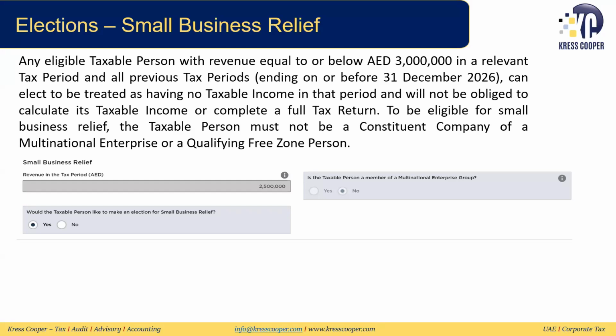So here, if you make the selection, then your return is a simplified return, as disclosed here. You only need to make the election for the gain and loss on realization basis and for the transitional relief. And then if the small business relief is not applicable for you, or it is applicable but you do not want to elect it and you want to be taxed under the normal regime, then the form will continue.